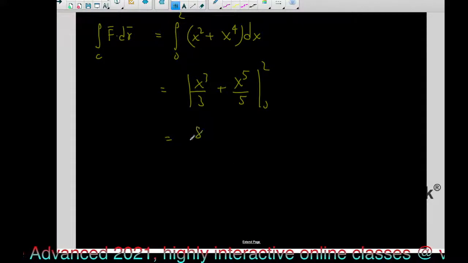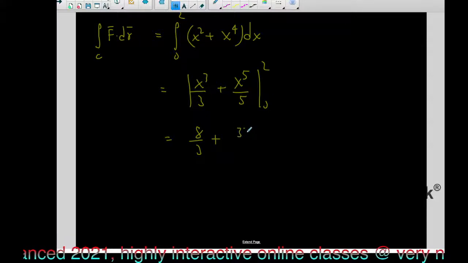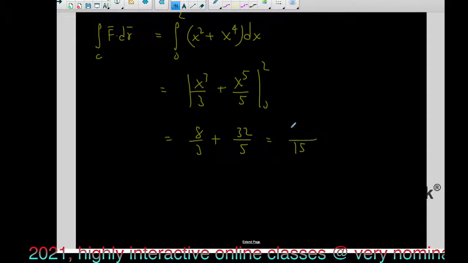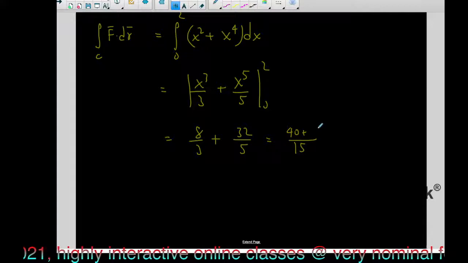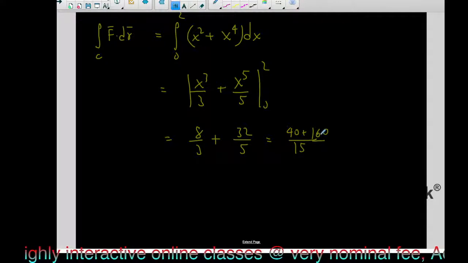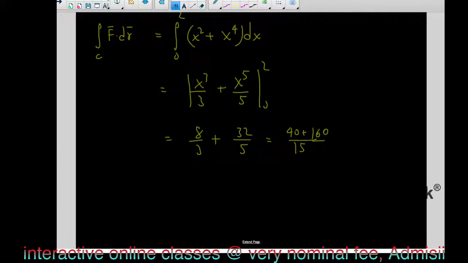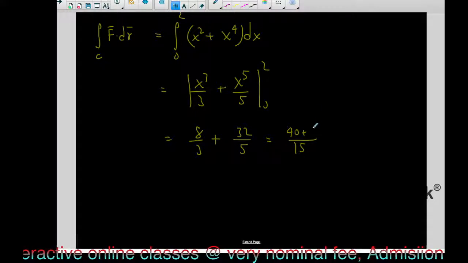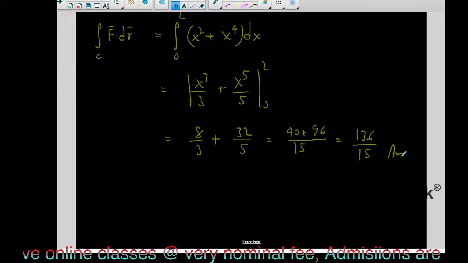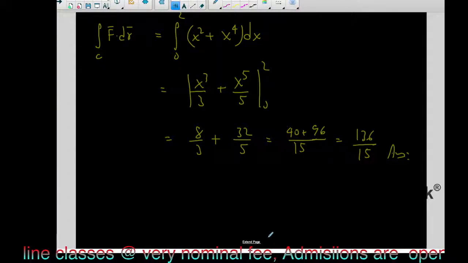What did you find? The answer is 8 by 3 plus 2 to the power 5, that is 32 by 5. So 5 eights are 40, plus 5 threes are 15, 96, and the total is 136 by 15. Correct, that is your answer.